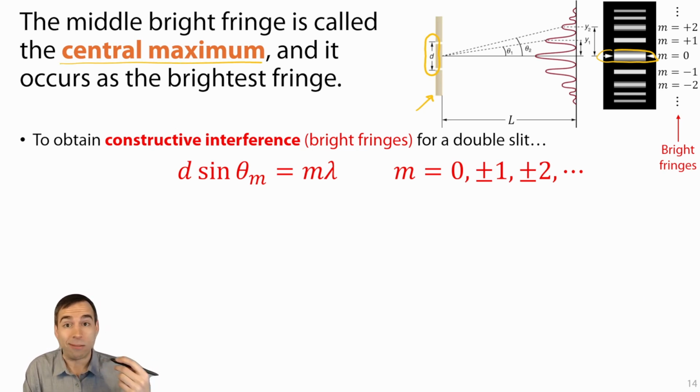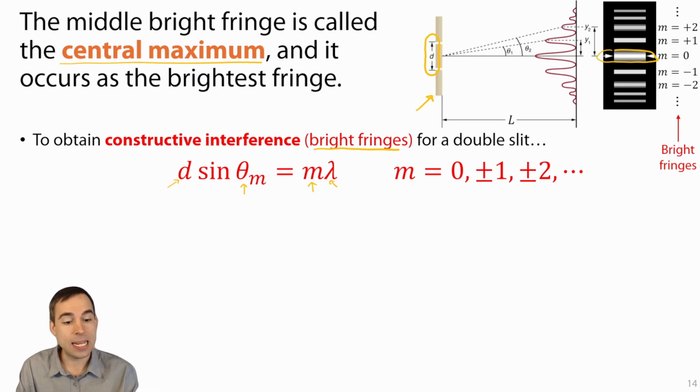So, to obtain constructive interference in this double slit experiment, to find the locations of the bright fringes, we can use the diffraction equation that you see in red here, where lowercase d is the slit separation between the two slits. Theta m is a diffraction angle to a particular bright spot. M here is known as the order of interference. It's like a label that we use to keep track of which bright spot we're talking about, and lambda is the wavelength of the light.